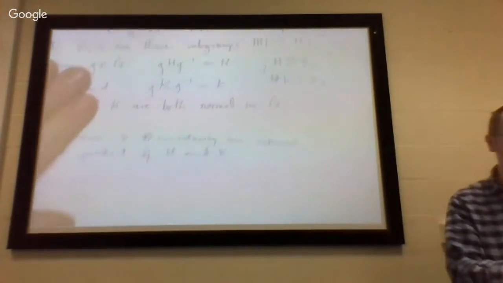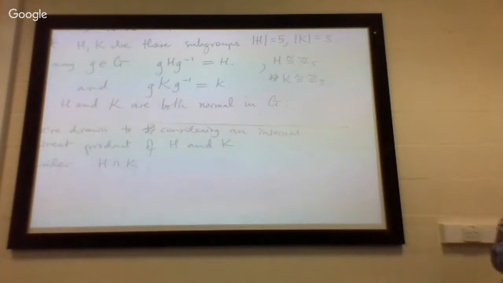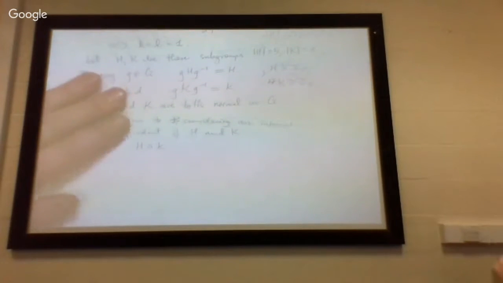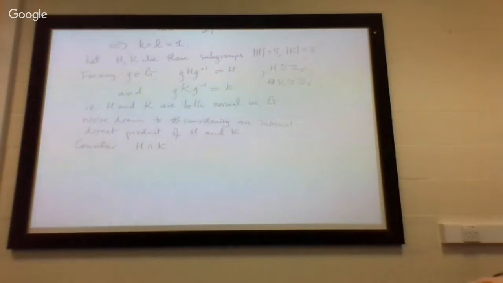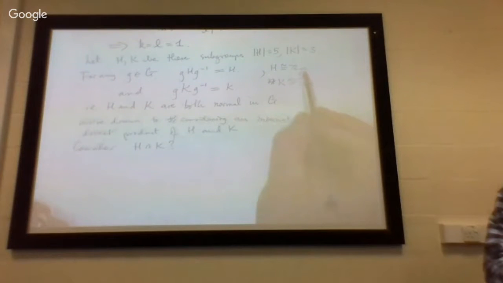So now the first one to think about is the intersection. Consider H intersection K. So H is a cyclic subgroup of size 5, and K is a cyclic subgroup of size 3. But you see, the key thing here is the primeness of the size. In a cyclic subgroup of size 5, what are the orders of the elements in H?